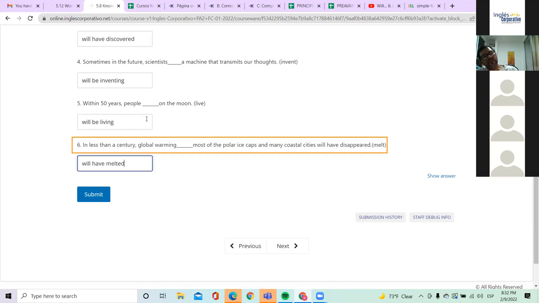En cambio, within 50 years, people will be living on the moon, dentro de los próximos, right? Ni aquí, ni allá, pero dentro, en algún momento, dentro de esos 50 años, people will be living on the moon. No dice que va a terminar de vivir. Pero in less than a century, it will have melted and things will have disappeared. Entonces, eso va a suceder una vez y va a pasar ese caos and it will have happened by then. Como que le pongamos una fecha de corte, right? For it to happen.